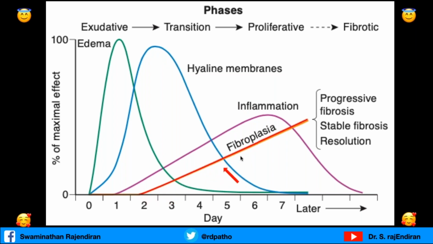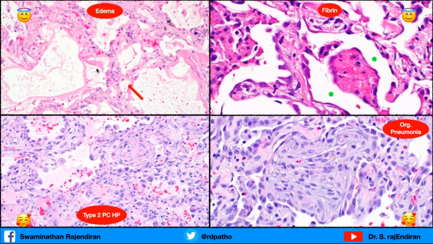Fibroplasia starts at day 2 and keeps on increasing as the days go by, with progressive fibrosis that undergoes either stable fibrosis or resolution. These phases you have to remember. You should not think diffuse alveolar damage is only hyaline membrane. It is one of the phases of diffuse alveolar damage. Here you can see a lot of pulmonary edema, fibrin thrombi in the capillaries, type 2 alveolar macrophages, and fibroplasia in the septum in cases of organizing pneumonia.